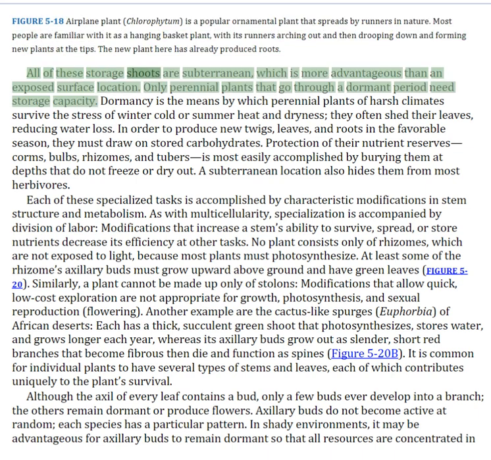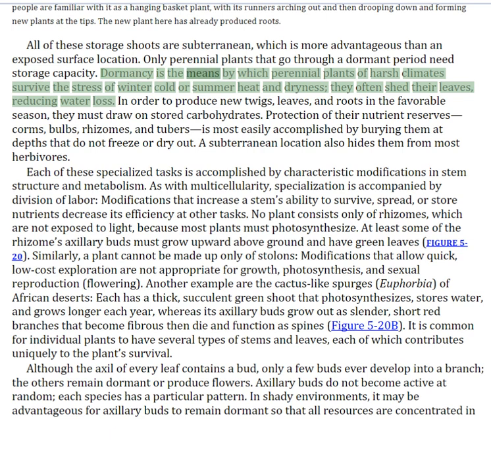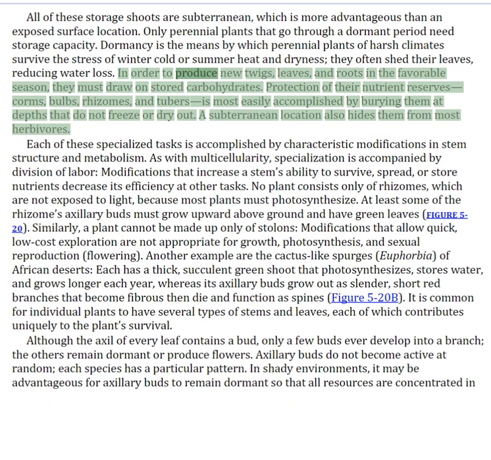All of these storage structures are subterranean, which is more advantageous than an exposed surface location. Only perennial plants that go through a dormant period need storage capacity. Dormancy is the means by which perennial plants of harsh climates survive the stress of winter cold or summer heat and dryness. They often shed their leaves, reducing water loss. In order to produce new twigs, leaves, and roots in the favorable season, they must draw on stored carbohydrates.